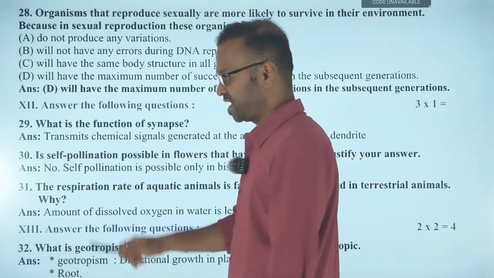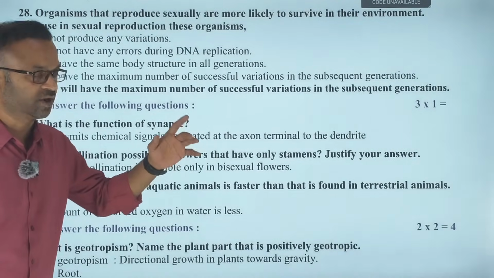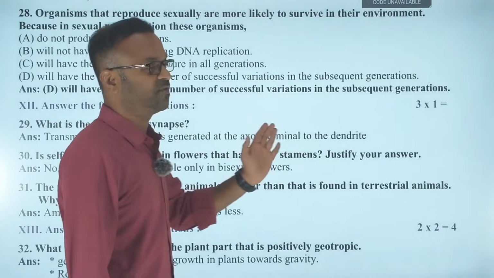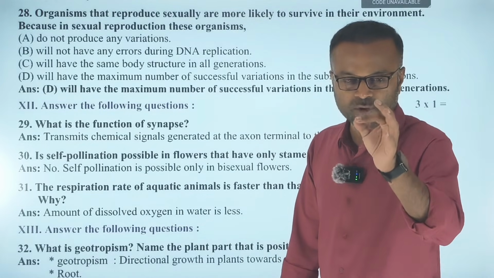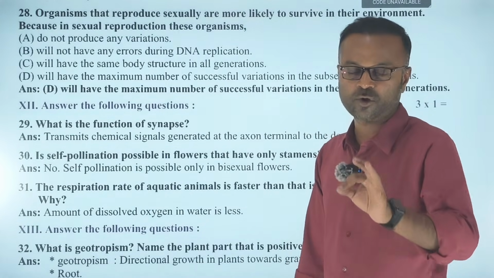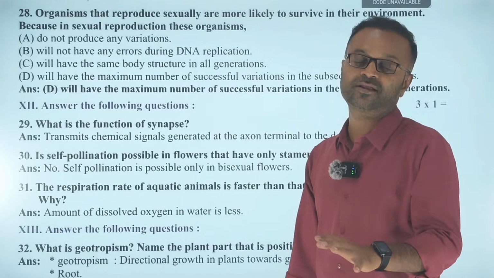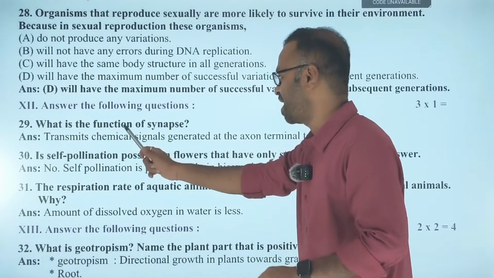The next section is short answers. Each question will carry 1 mark. Total 3 questions are there. The first question is, what is the function of the synapse? Synapse is a micro gap between the nerve ending of one neuron and the dendrite of another neuron, where electrical impulses are converted into chemical signals with the help of neurotransmitters. That is called a synapse.